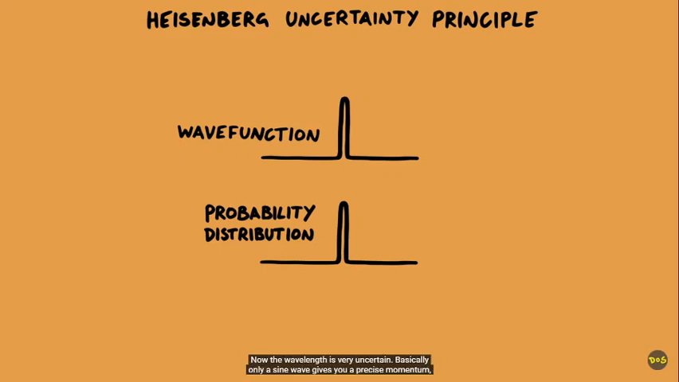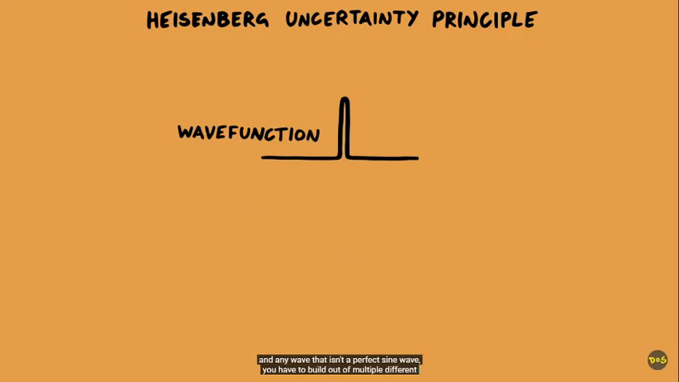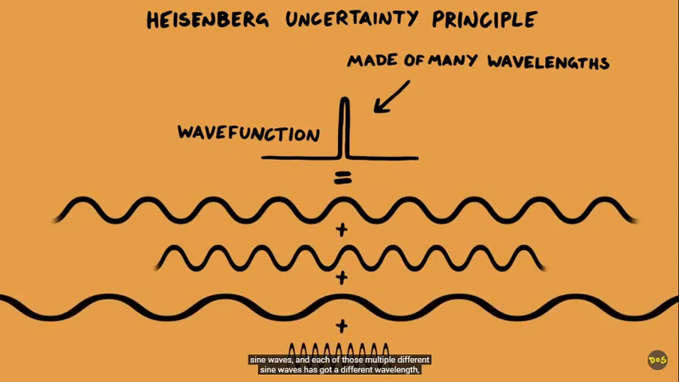Basically, only a sine wave gives you a precise momentum. And any wave that isn't a perfect sine wave, you have to build out of multiple different sine waves. Each of those sine waves has a different wavelength, and hence you have a range of possible different values of momentum for the particle. This is Heisenberg's uncertainty principle.